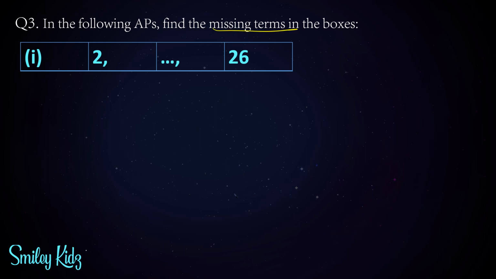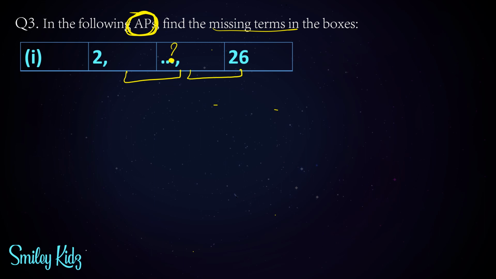Well, we have dived into one of the interesting questions. We're going to find out the missing terms in the boxes. So here, firstly I have 2, this is the unknown value followed by 26. Now, we know that the common difference of the terms will be definitely equal because it's an arithmetic progression.